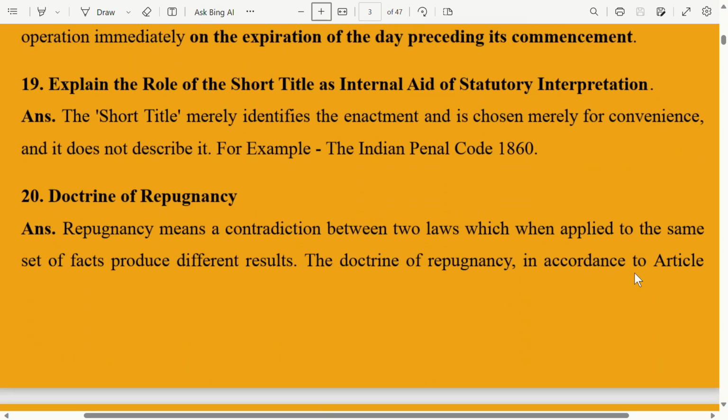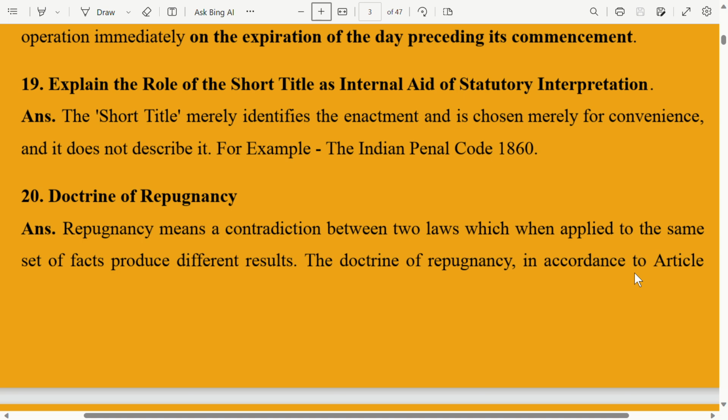Explain the role of short title as internal aid of statutory interpretation. The short title merely identifies the enactment and is chosen merely for convenience and it does not describe it. For example, the Indian Penal Code 1860. What is doctrine of repugnancy? Repugnancy means a contradiction between two laws, which when applied to the same set of facts produce different results.